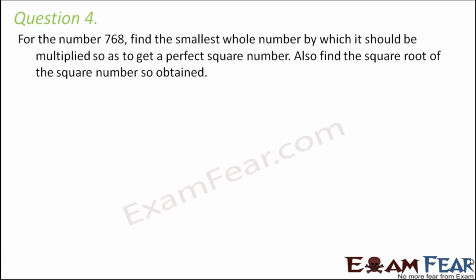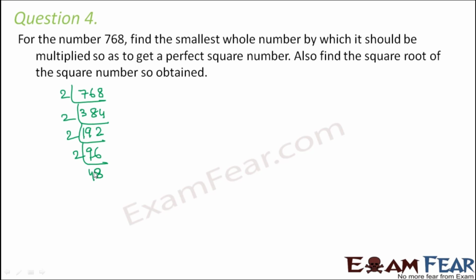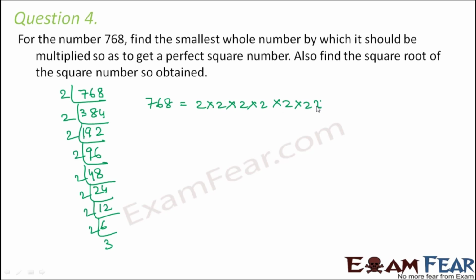Question number 4. For the number 768, find the smallest whole number by which it should be multiplied so as to get a perfect square number. Okay, so let's first factorize 768. So 2 into 384, then 2 into 192, then 2 into 96, 2 into 48, 2 into 24, 2 into 12, 2 into 6, 2 into 3. So therefore 768 can be written as 2 into 2 into 2 into 2 into 2 into 2 into 2 into 2 into 3, that is 8 times 2 into 3.